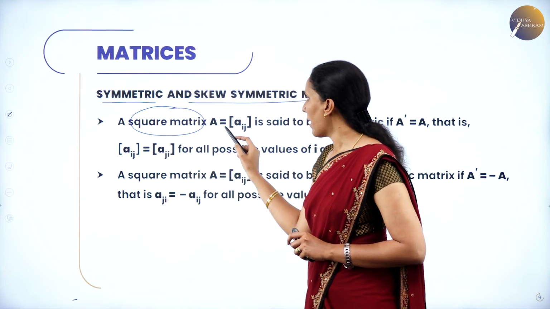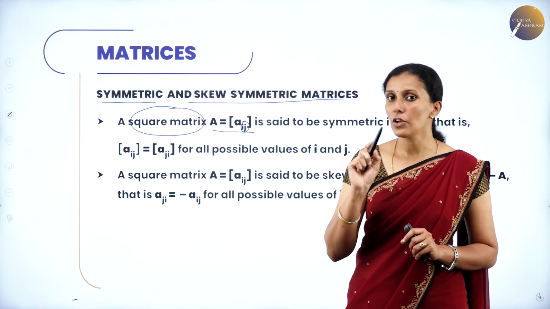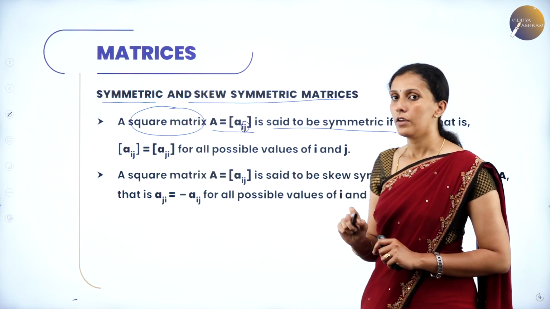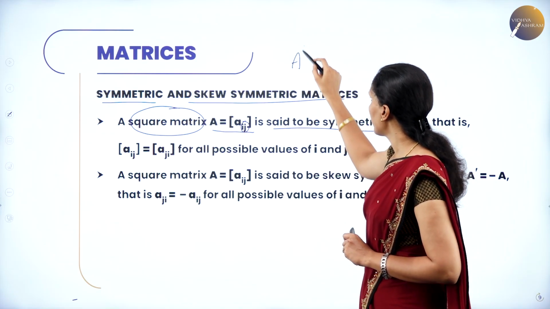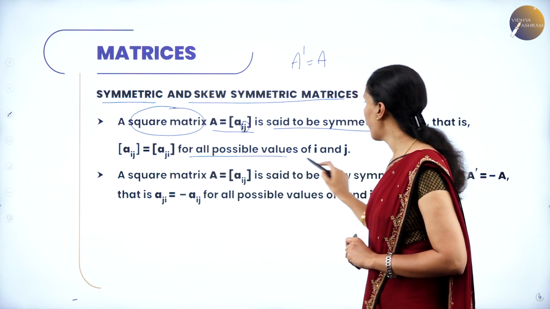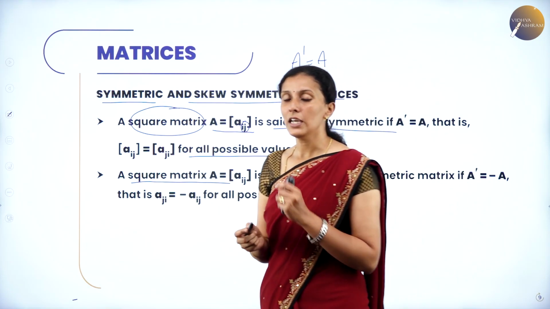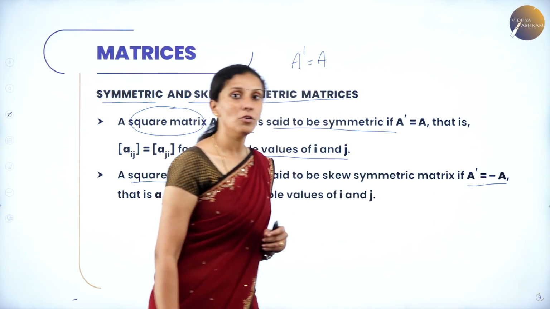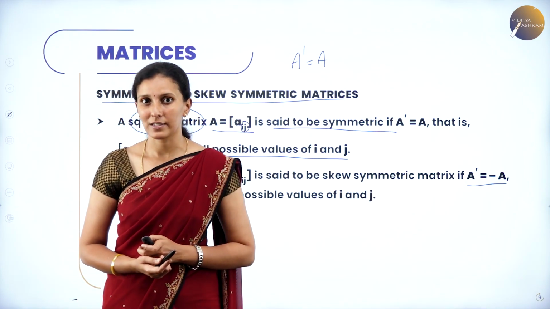Remember, for a square matrix A = [aij], where i and j represent the row number and the column number in a matrix of order m cross n, it is said to be symmetric if A transpose is equal to A, that is, for all possible values of i and j. And a square matrix A is said to be skew-symmetric if A transpose is equal to minus A.